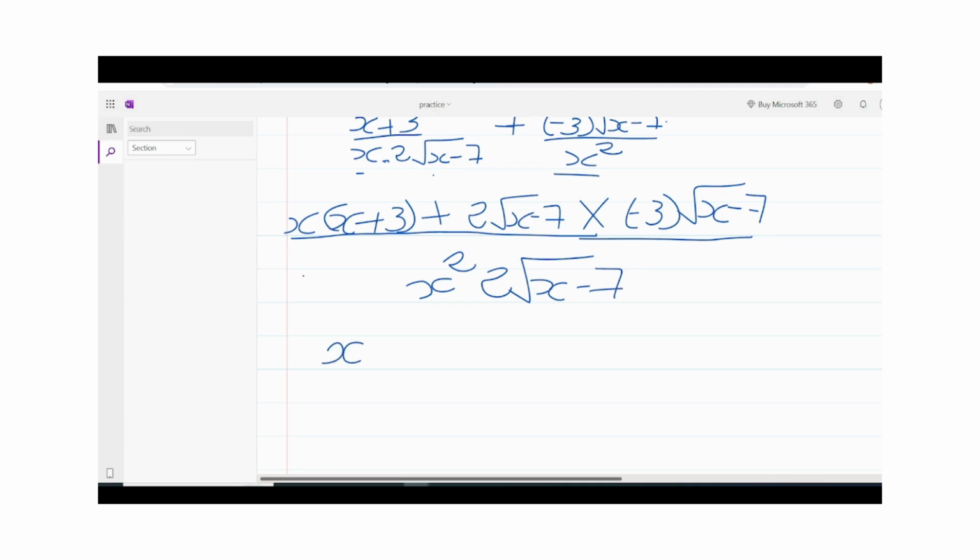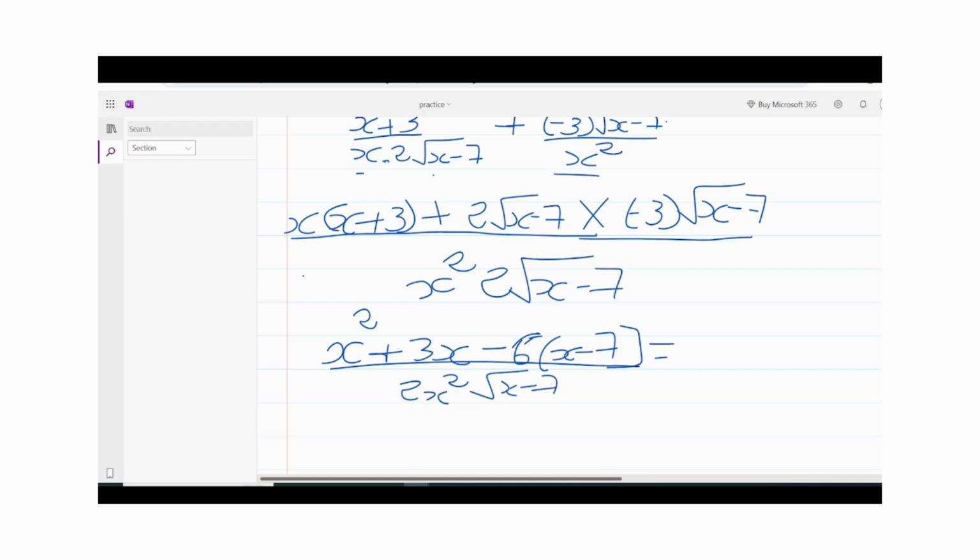Solving it further, opening the brackets, x square plus 3x. Now minus 3 into 2 will give me minus 6. Root into root gives me a normal term, right? So root x minus 7 into root x minus 7 will give me x minus 7. This whole divided by this term, that will come into the denominator, 2x square root x minus 7. Now we put f dash x to be equal to 0, right?